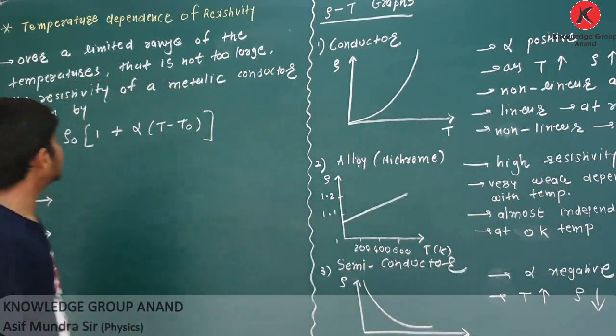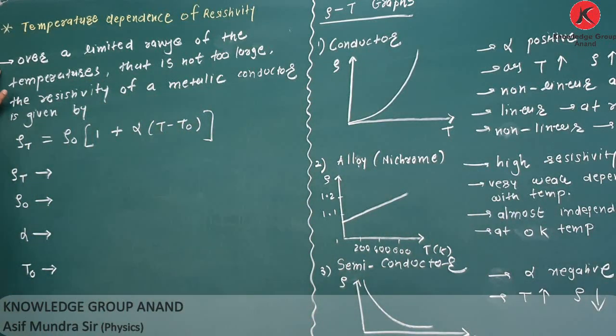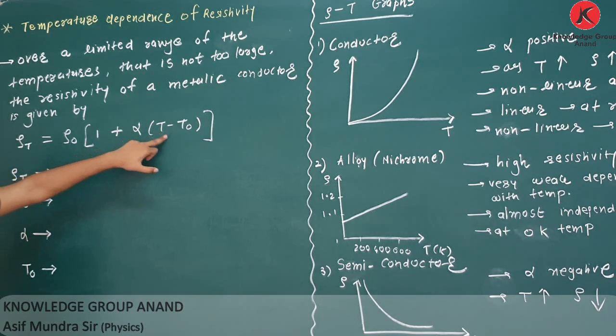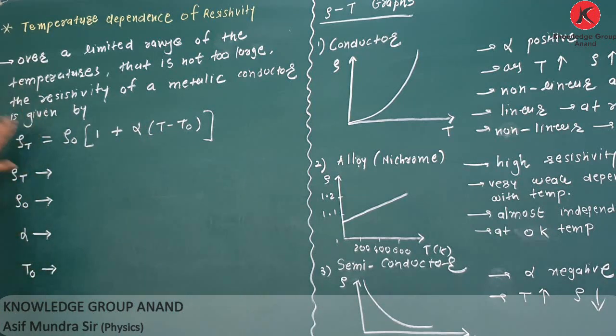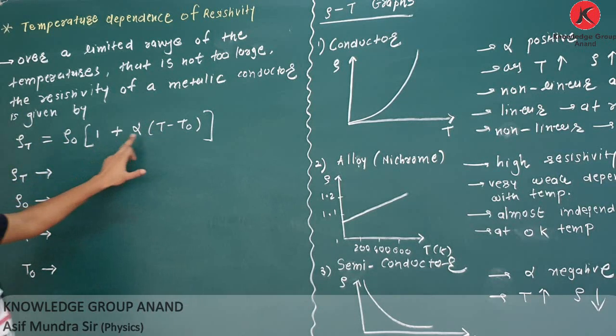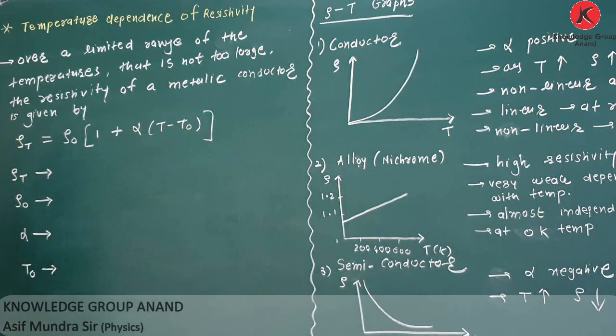Okay, now here, see, over a limited range of temperatures that is not too large, the resistivity of metallic conductors is given by rho T is equal to rho 0 times (1 plus alpha times (T minus T 0)). Yes, you have to accept this equation. Now understand this equation. See, what is rho T?